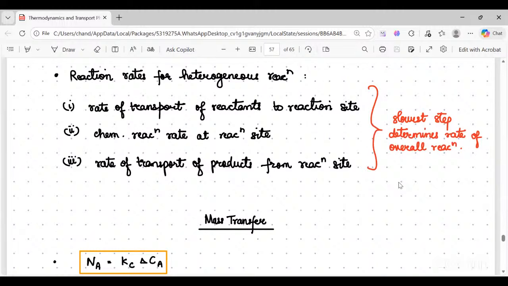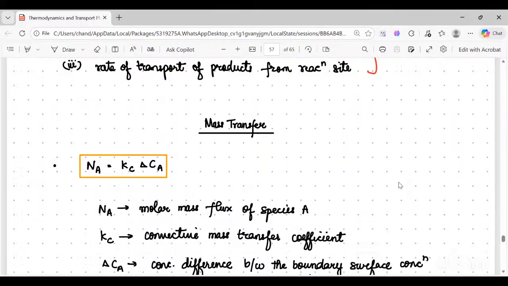If there are two reactants, one reactant comes to the surface, another reactant comes to the surface, then reaching the surface and reacting is the second step, the chemical reaction, and then going back is the third step. And diffusion is also part of it. So the steps are: rate of transport of reactant A, rate of transport of reactant B, chemical reaction, rate of transport of products.